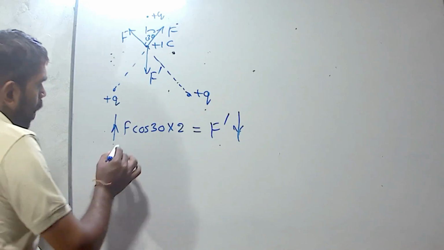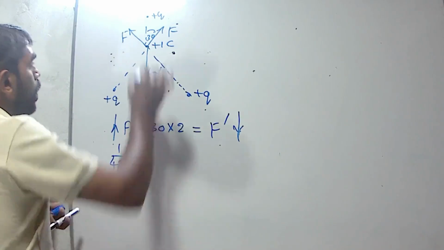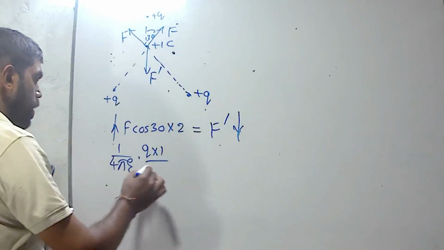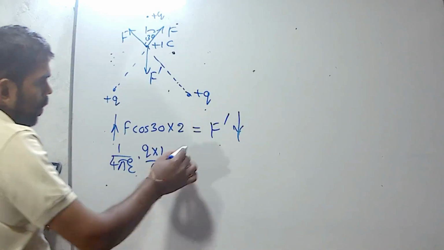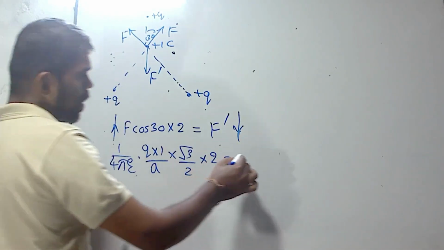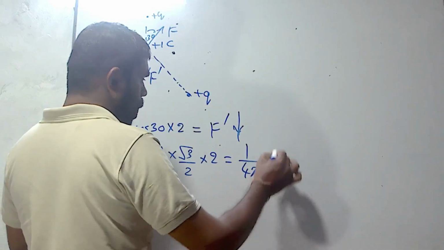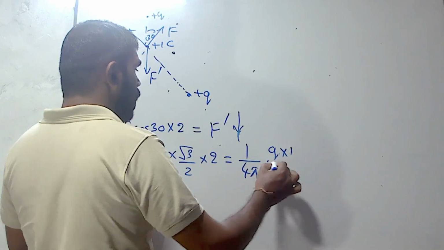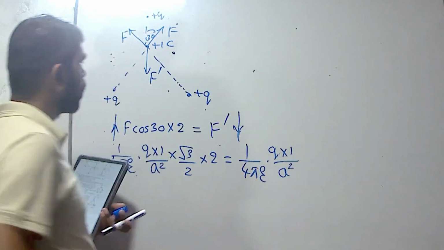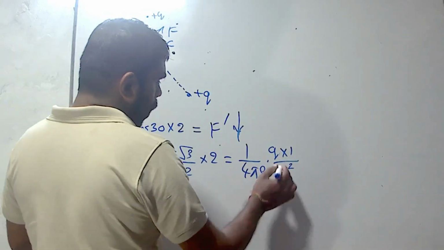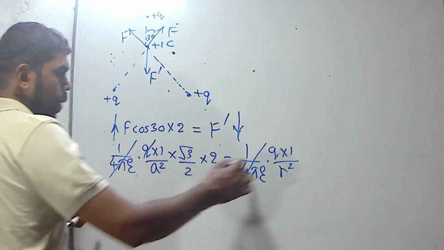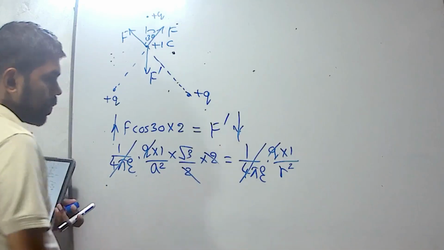Then I will substitute the F value, 1/4 epsilon, product of charges q into 1, divided by distance a cos 30, root 3 over 2, into 2, should be equal to F dash, which is 1/4 epsilon q into 1 divided by r squared. Now we have to find the r value. Then we can cancel out 1/4 epsilon q, 2 and 2.